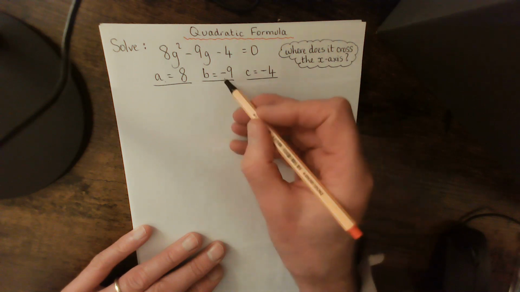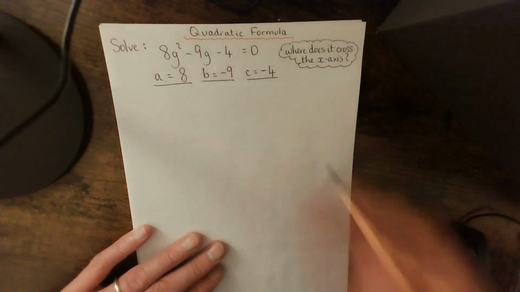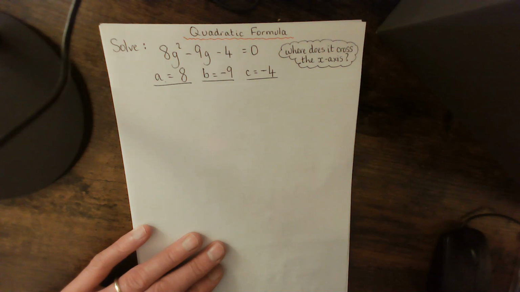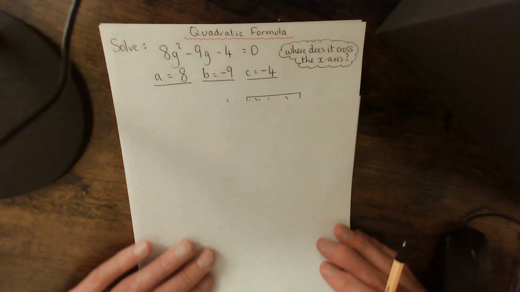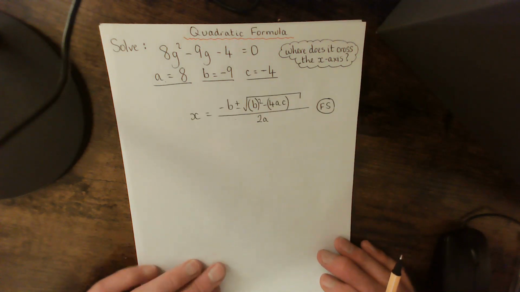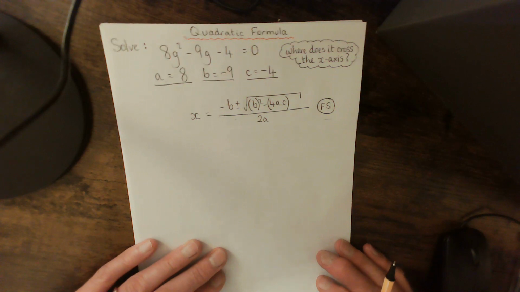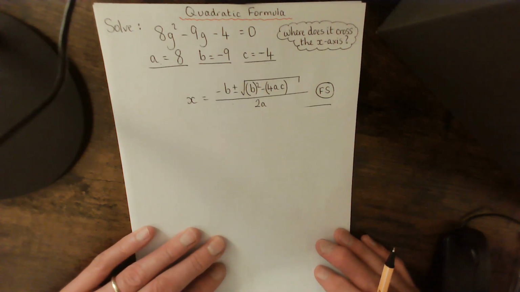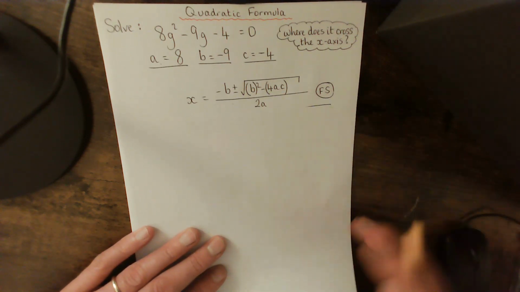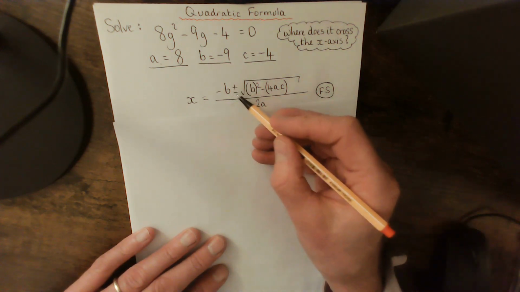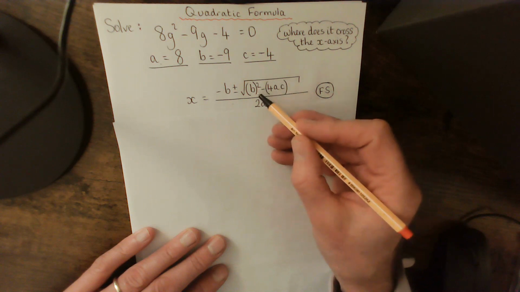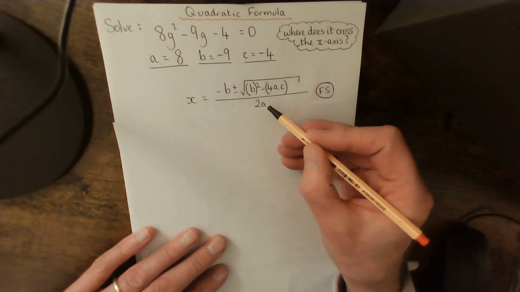I've decided to choose these negatives just to make you aware of the slight difficulties that might arise using it in the formula. Now, I've already written this out to save time, but that formula is on your formula sheet. That's what the FS stands for. So we've got minus b, positive or negative, the square root of b squared minus 4ac over 2a.